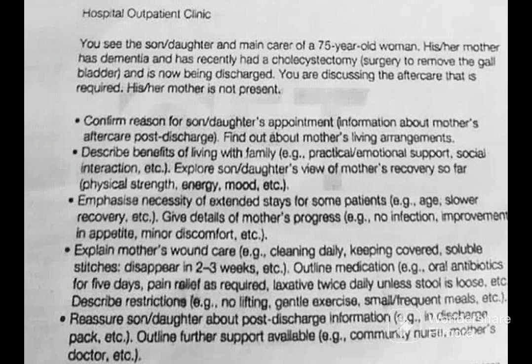So the important thing you have to note here is that the mother is not present during the conversation, so it is out of the ward. So you have to find out the mother's name, as well as the son or daughter's name. The first task is to confirm the reason for the son or daughter's appointment, information about mother's aftercare and post-discharge. The second task is to find out about mother's living arrangement. So there are two tasks.